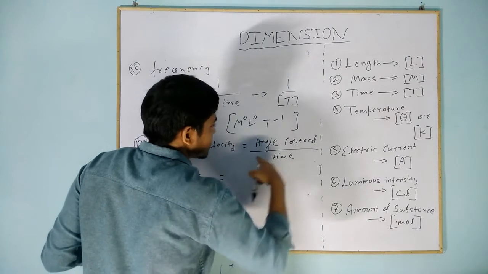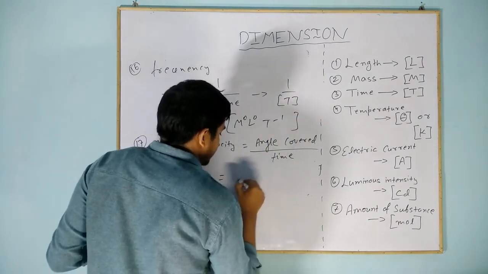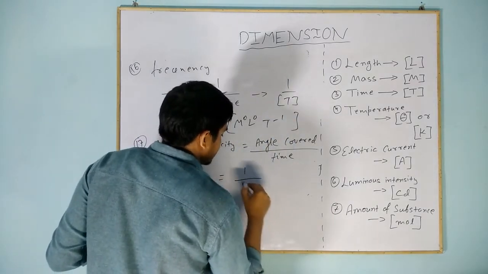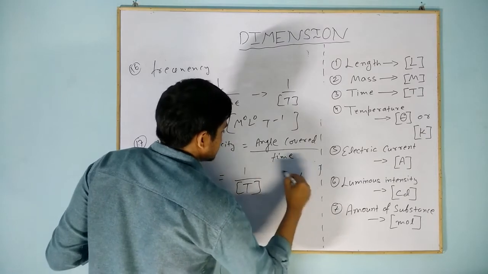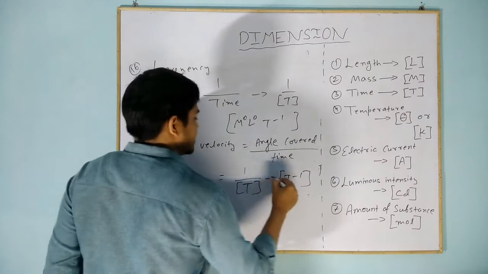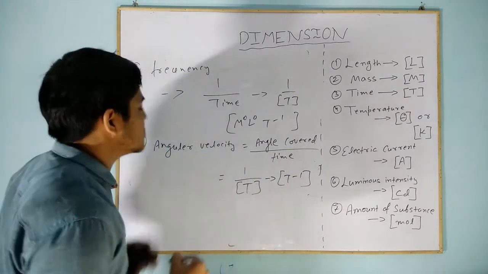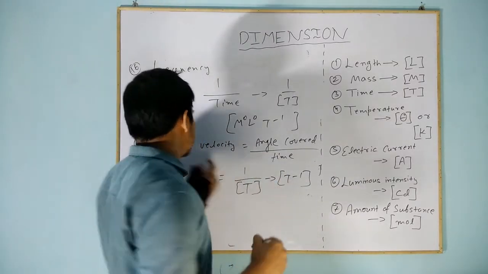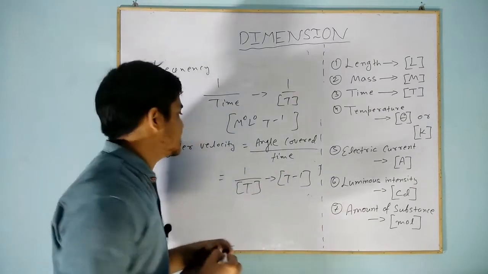So the angle covered has no dimension. We can write it as 1 upon t, so t raised to the power minus 1. This is the dimensional formula of angular velocity, and we would say that the dimension of angular velocity is minus 1 in time.